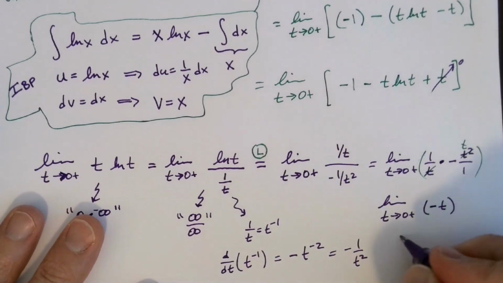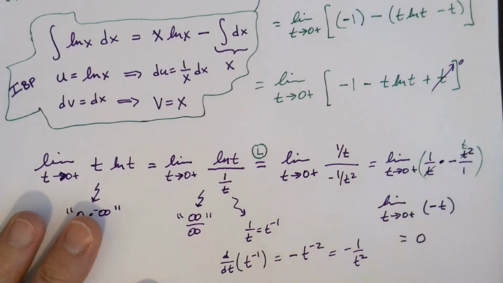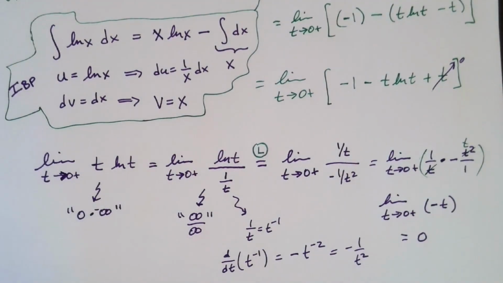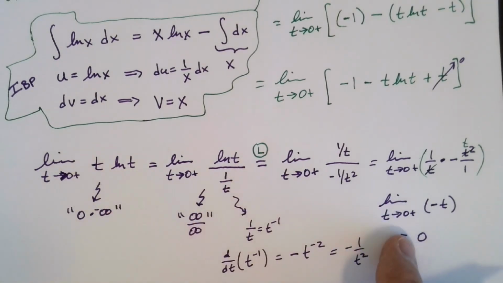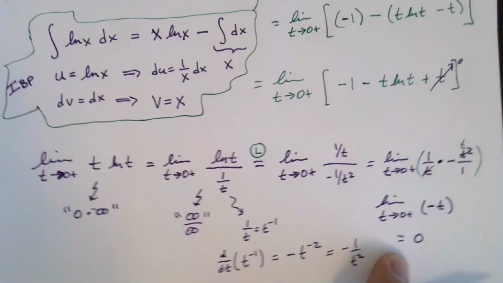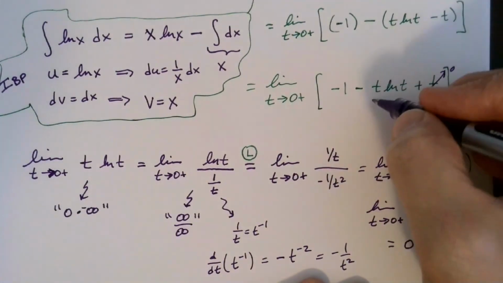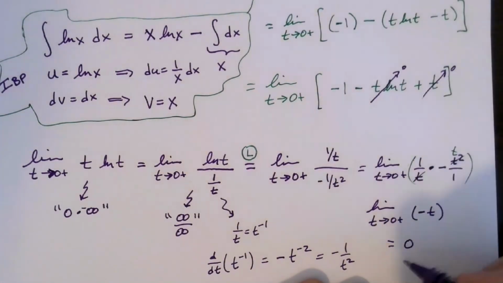Now I can just plug in directly. I get 0. Again, I couldn't plug in before because natural log of 0 is not defined. Can't plug in directly, but I can now after using L'Hopital's rule. So all that for basically nothing? No, for something. It's 0.